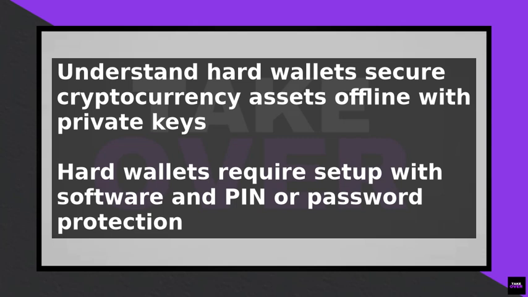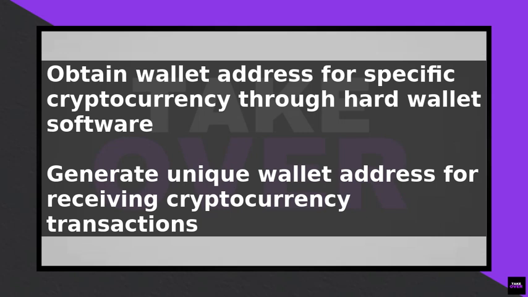Once your hard wallet is set up, you need to obtain the wallet address for the specific cryptocurrency you want to transfer. To do this, open your hard wallet software and navigate to the Receive or Deposit section. Select the cryptocurrency you want to transfer, such as Bitcoin or Ethereum, and click on the Receive or Generate Address button. This will display a unique wallet address that you can use to receive cryptocurrency.